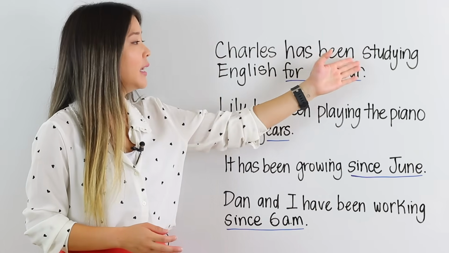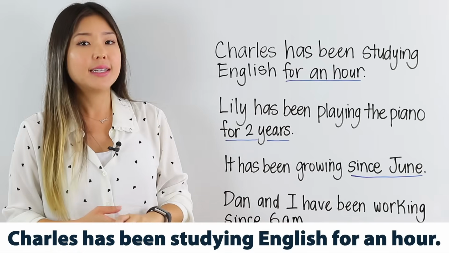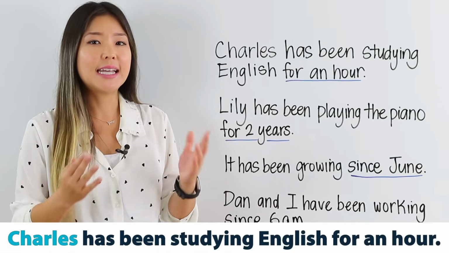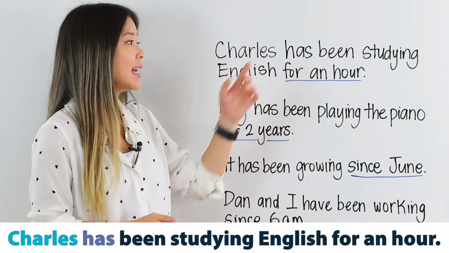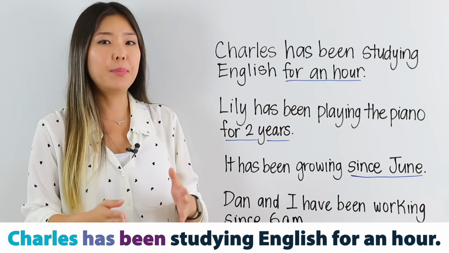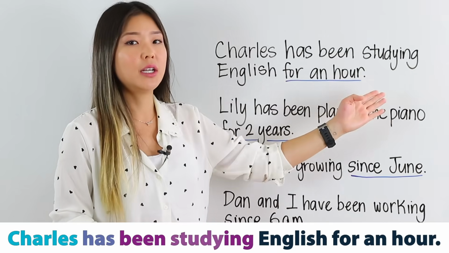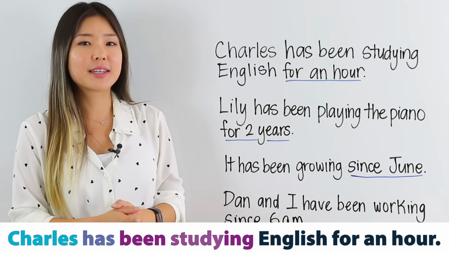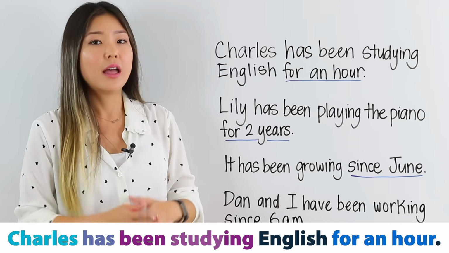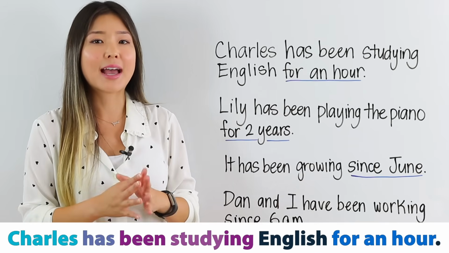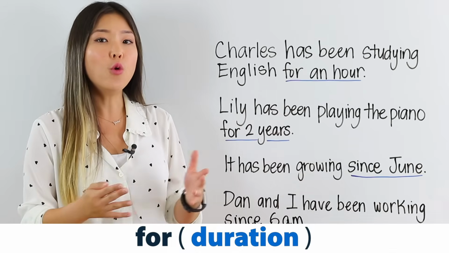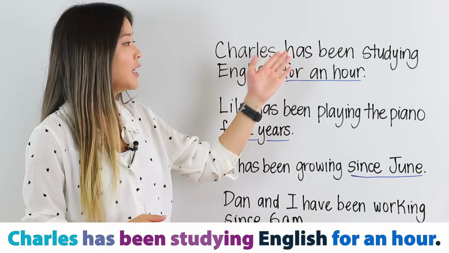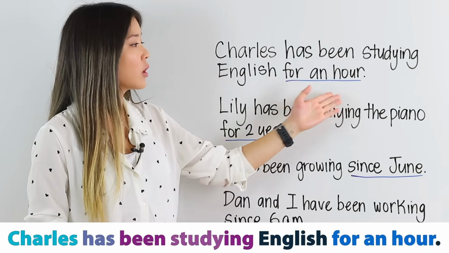Charles has been studying English for an hour. Take a look at the subject, Charles. The subject pronoun for Charles is he, and that's why we say has. After that, we add been and then verb ing. In this case, studying. You'll also notice that at the end of the sentence, we have for an hour. That shows how long this action has been happening. When you use for, you emphasize the duration, for an hour. Charles has been studying English for an hour.